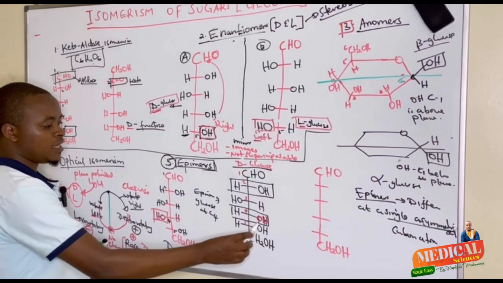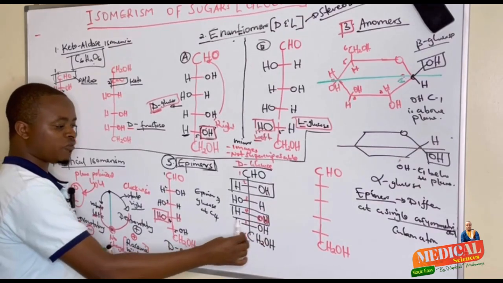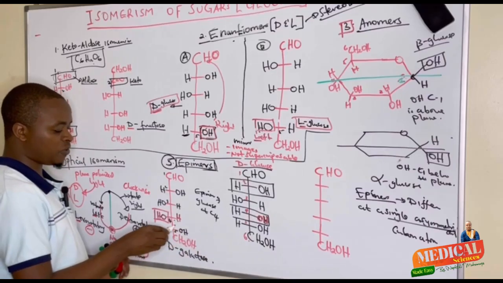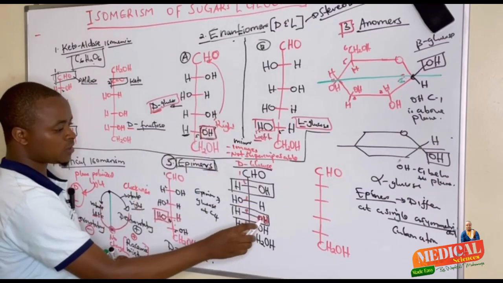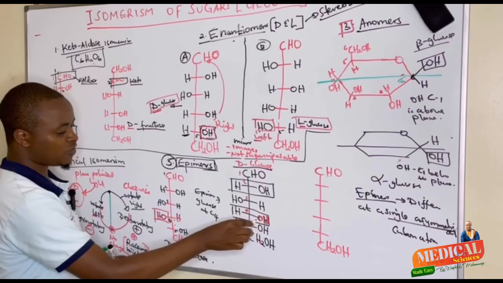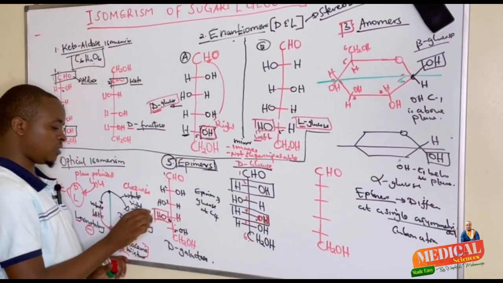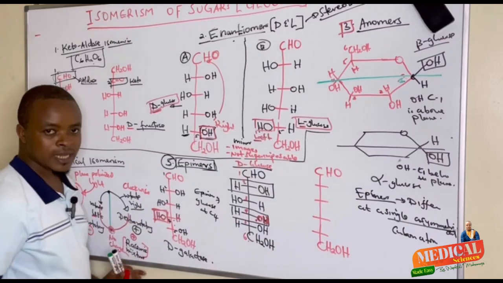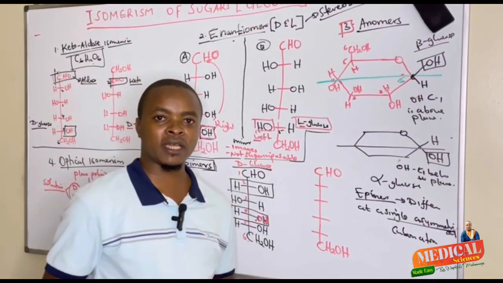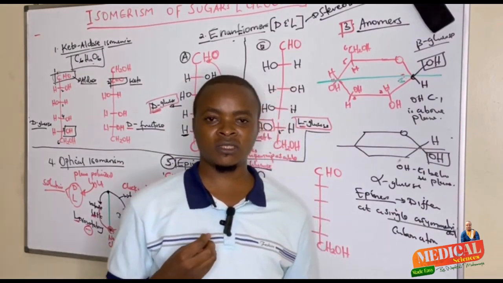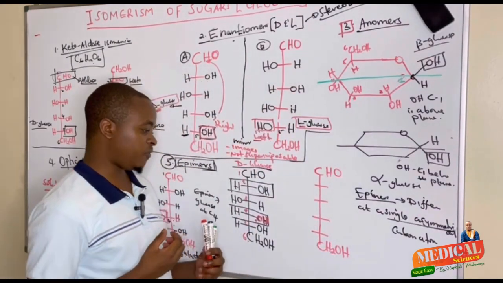We are seeing they are differing in the arrangement of the hydroxyl group at a single asymmetrical carbon, that is carbon number 4. Whereby on glucose, the hydroxyl group at carbon number 4 is on the right, then the hydroxyl group on the galactose is on the left. And these ones are called epimers. So that's why we are saying galactose is an epimer of glucose at carbon number 4.